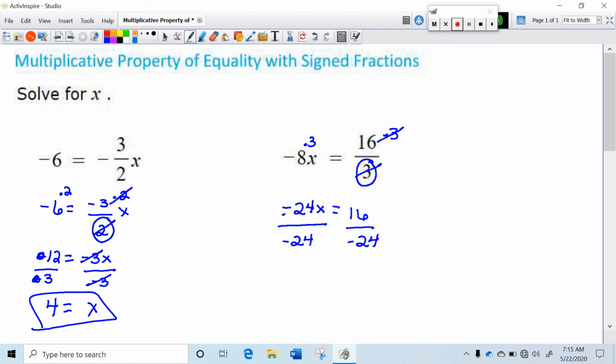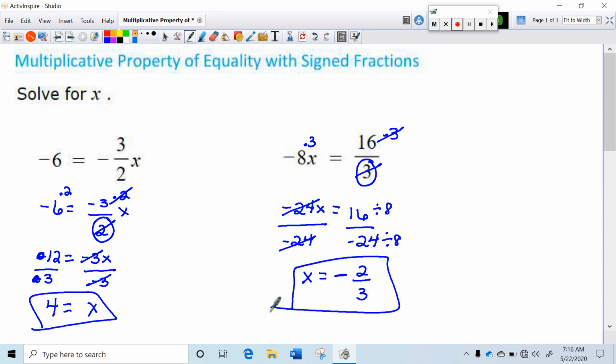So negative 24, those cancel because they're the same on the top and the bottom. Okay, on the fraction, we have a negative on the bottom, but there's no negative on the top to cancel it out. So it stays negative. And then 16 over 24, we can divide those. We can divide both of those numbers by 8. So let's do that. 16 divided by 8 is 2, and 24 divided by 8 is 3, because you want all fraction answers simplified. So negative 2/3 is the answer to that one.